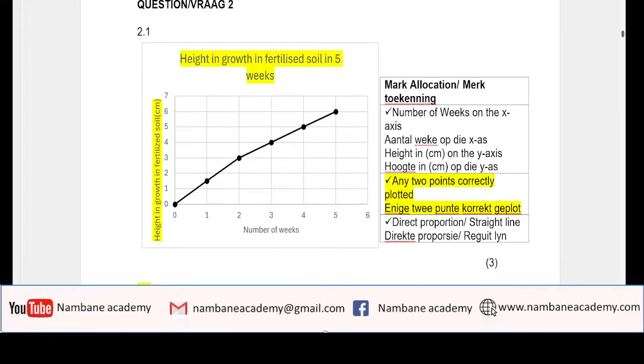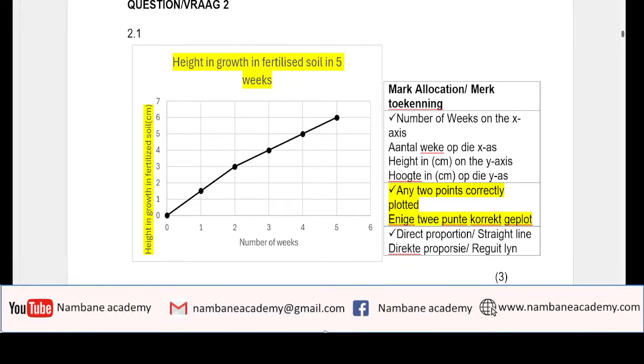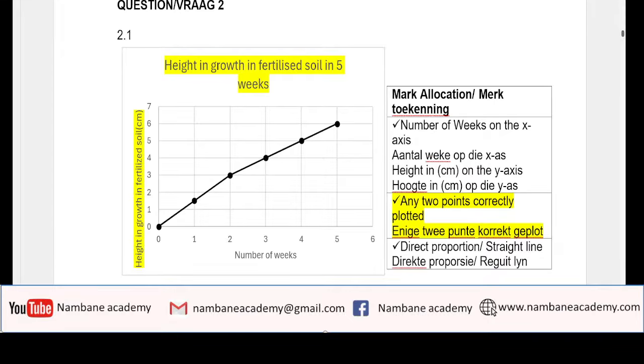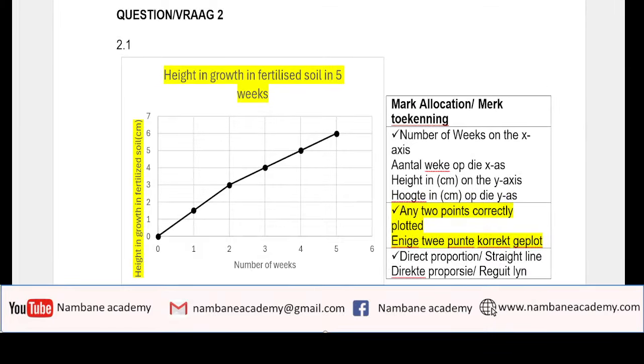Thank you, sir. At question two, grade 11 learners conduct an investigation to compare the development of plants placed in fertilized and unfertilized soil. The rate of development was monitored by measuring the changes in the height of the plants at weekly intervals. Weeks 1 to 5, height of growth in fertilized soil in centimeters: 1.5, 3, 4, 5, and 6. Height of growth in unfertilized soil in centimeters: 1, 1.5, 2, 2.5, 3.